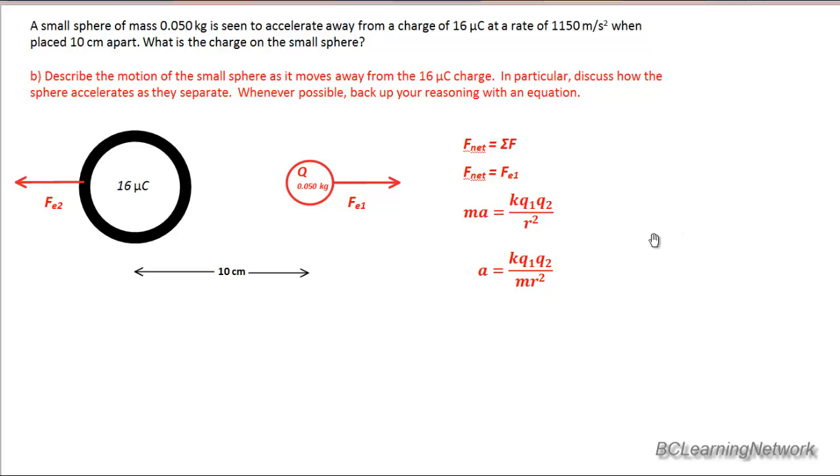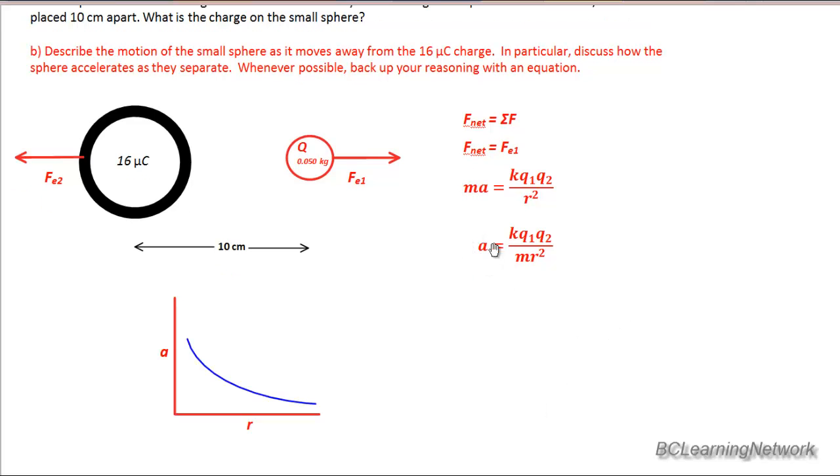It gets complicated. What would the graph look like if I made a graph of acceleration versus r? Since acceleration is proportional to 1 over r squared, I'll get this inverse relationship on my graph. As r gets bigger and bigger, the acceleration continues to get smaller and smaller, always positive.